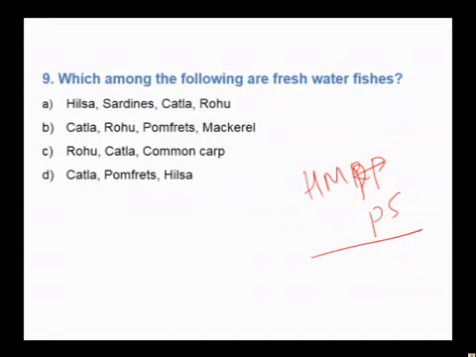Catla and rohu are freshwater, but that option is not correct because pomfret and mackerel are not freshwater. Rohu, catla, and common carp are all freshwater edible fishes. Hence, the right option is rohu, catla, and common carp. You can remember these marine fishes by the abbreviation HMPS, and for freshwater you can remember RCC: rohu, catla, and common carp.